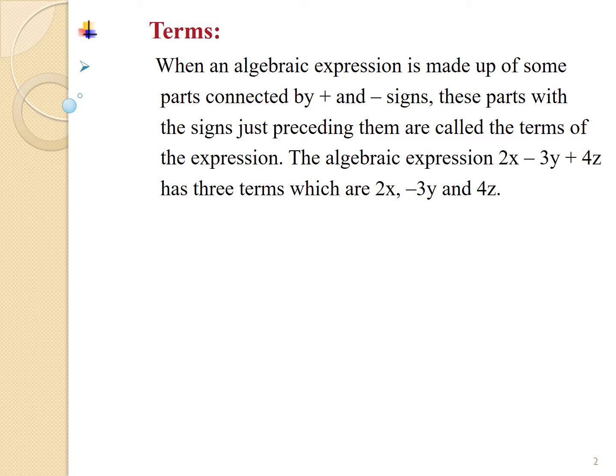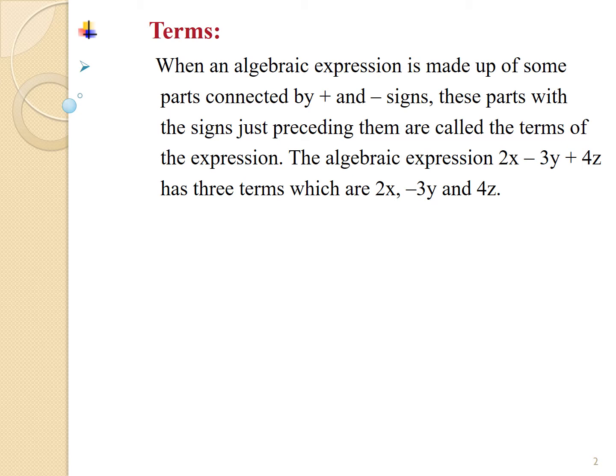For example, the perimeter of a rectangle, P equals 2 into (L plus B), where P equals perimeter, L equals length, and B equals breadth. Here, P, L, B are variables and 2 is a constant.